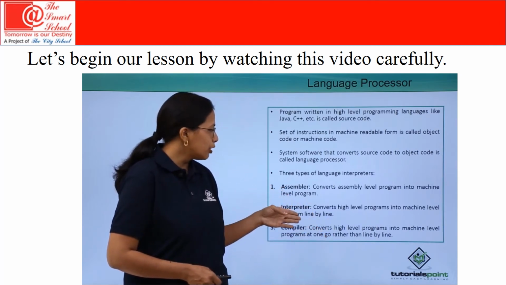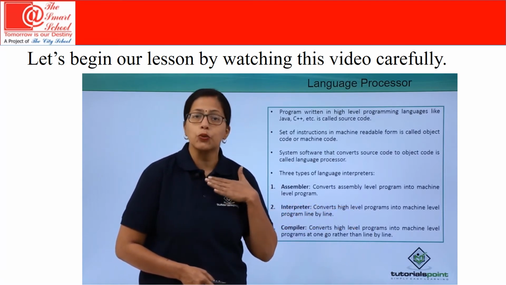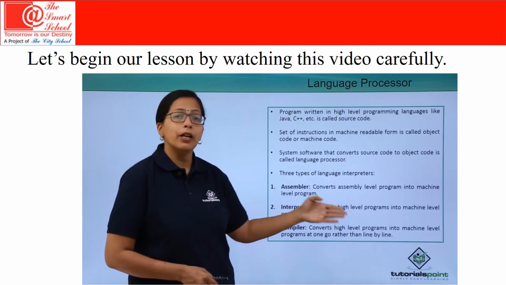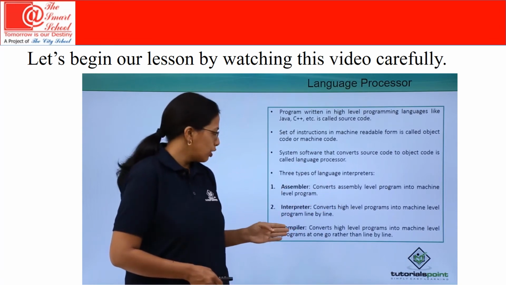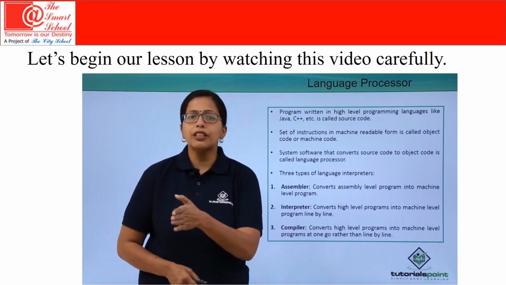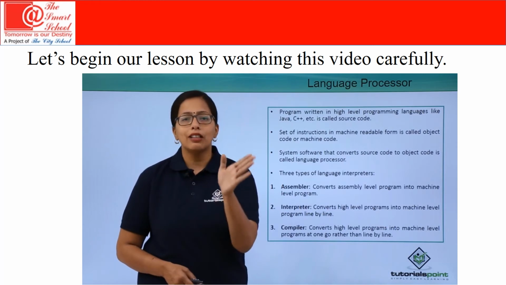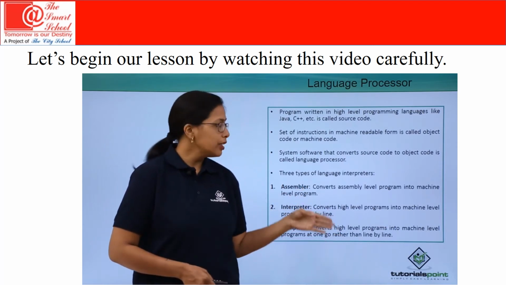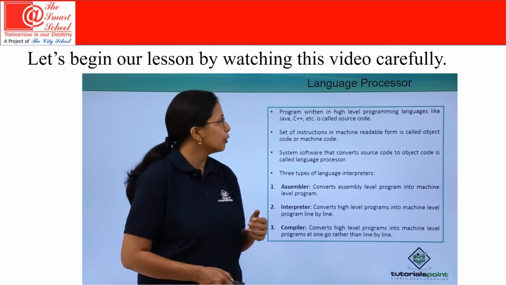What does an interpreter do? It will convert the high level programs, the programs that we write, that we understand, into a machine level program line by line. Each line would be converted into machine level language. What does a compiler do? A compiler will again convert the high level language into a machine level language, but rather than doing it line by line, it will do it in one go. We'll be discussing all these in a little more detail in a further video.